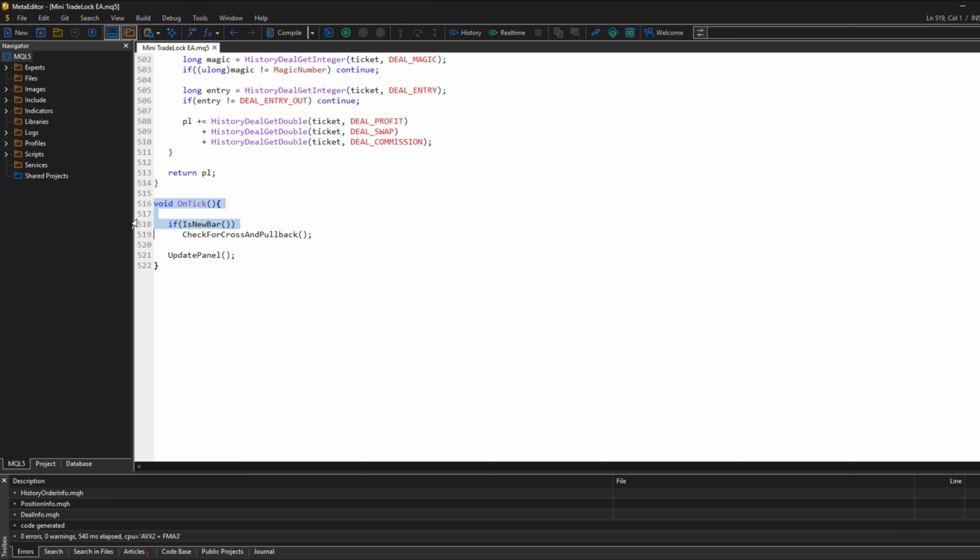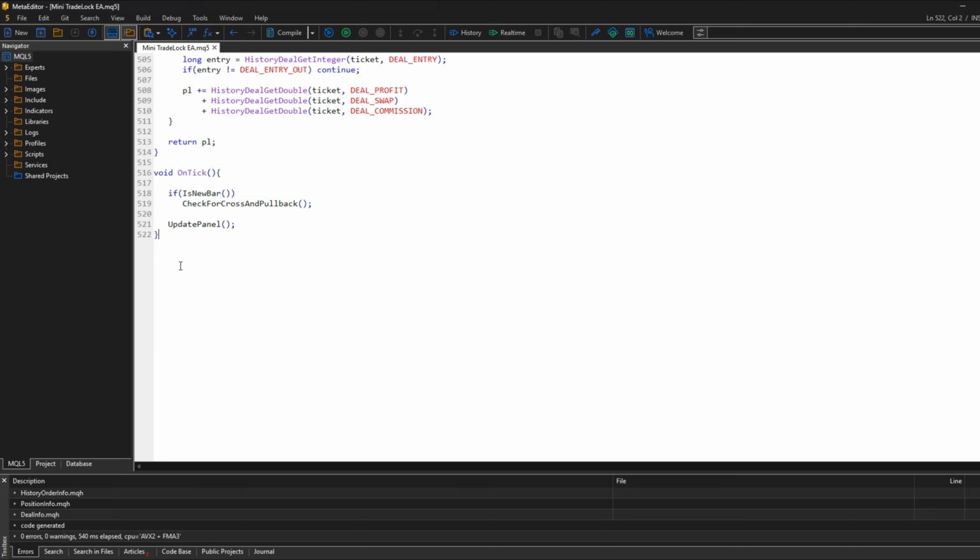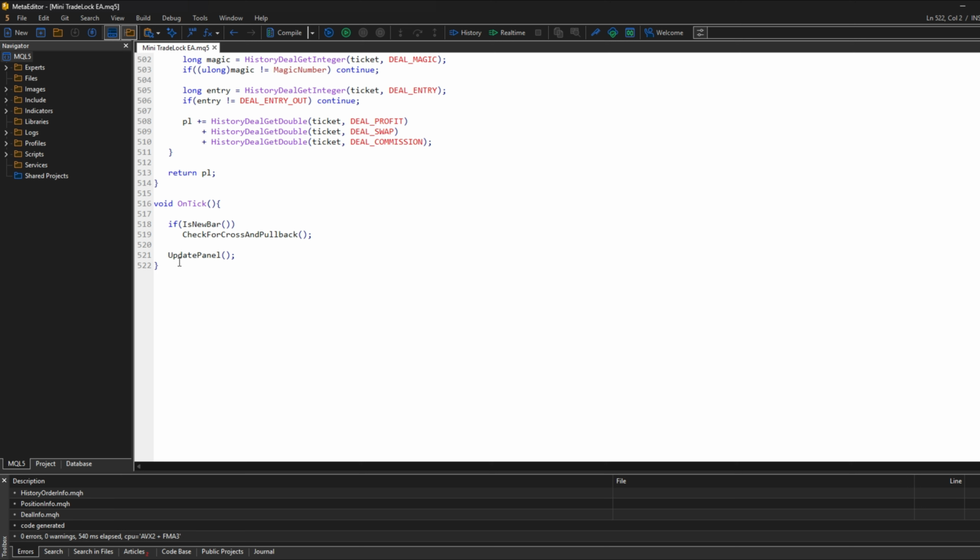Then finally, we have the OnTick function. So this runs every time price updates. If a new bar has formed, we call check for cross and pullback. So the entry logic only runs once per candle and not on every tick. Then we call update panel. That means the panel updates continuously, even when no new trade is being checked. So the EA can always show whether trading is active, blocked, how many trades are left, today's profit or loss, and whether the session is on or off. And that's pretty much it. So it is a little bit of a longer code, 522 lines.